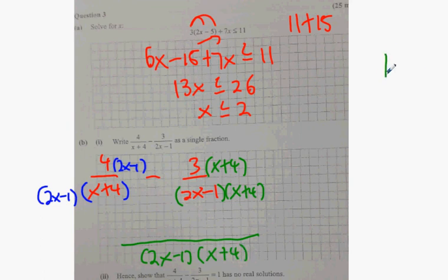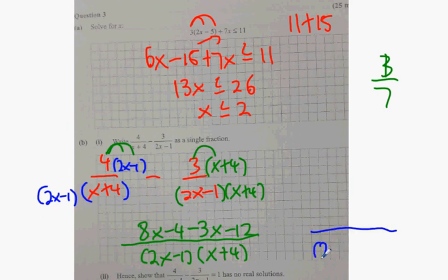Okay? So what you do next is you multiply it out and you get 8x and then minus 4. And then it's 3 times minus 3x, and then minus 3 times 4 is minus 12. Keep the denominator exactly the same. And what do we have here? 8x minus 3x, 5x minus 16. Are we alright with that? Now, next part.